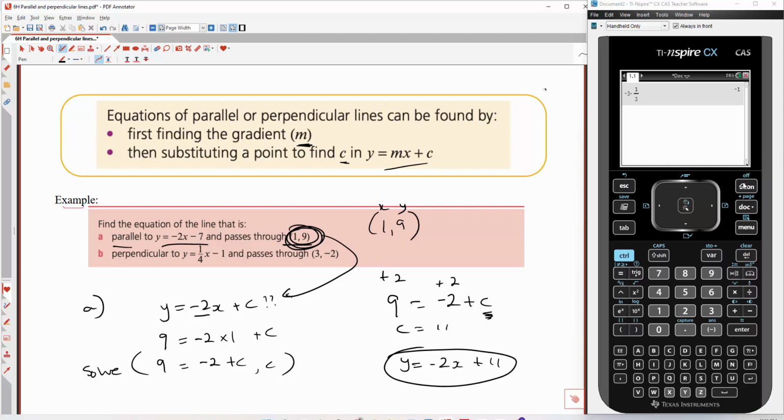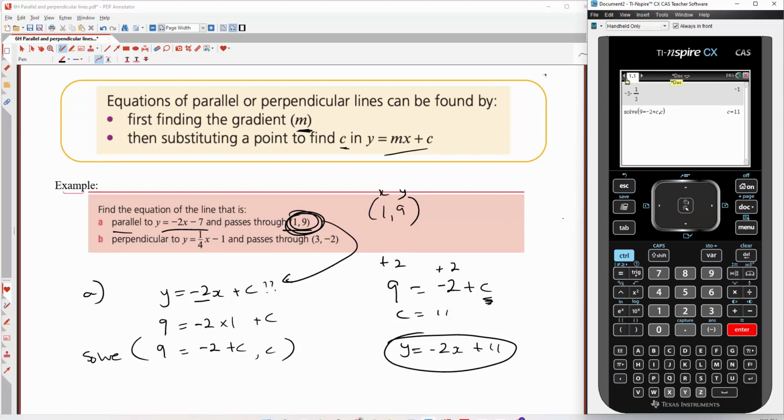Now if we wanted to do it via a solve, what we're going to do on the calculator is go menu, algebra, and 1 for solve. We type 9 equals -2 plus c, and we want to solve that for c. And it says that c is 11.